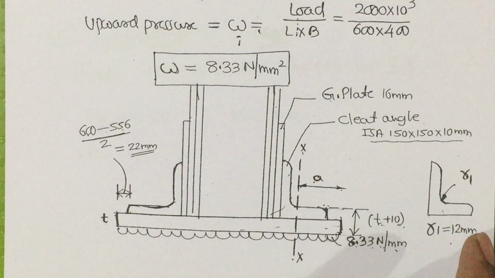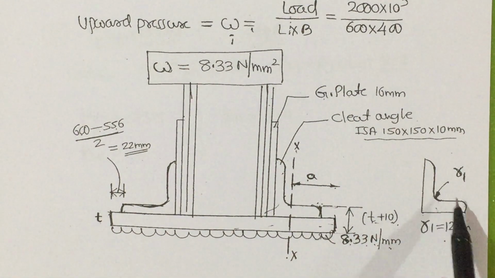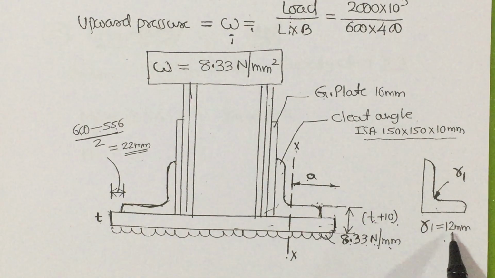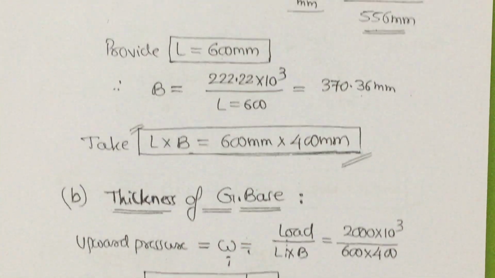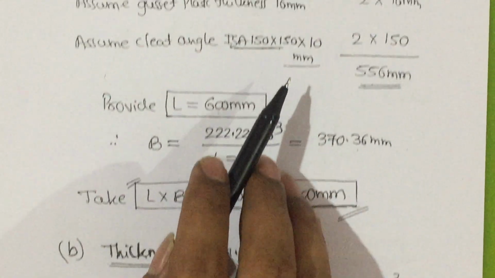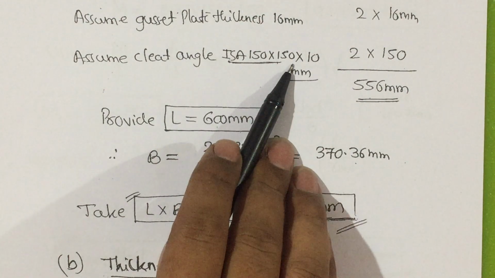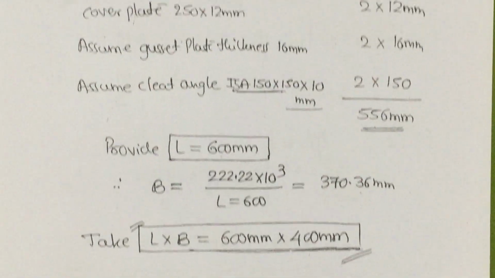Okay. Therefore, here R1 for the angle plate, radius at the root, is given as 12 mm. How are you going to get this value? From the steel table. For the selected angle section, that is ISA 150 by 150 by 10 mm, the assumed angle section, if we search in the steel table, you are going to get the R1 values.